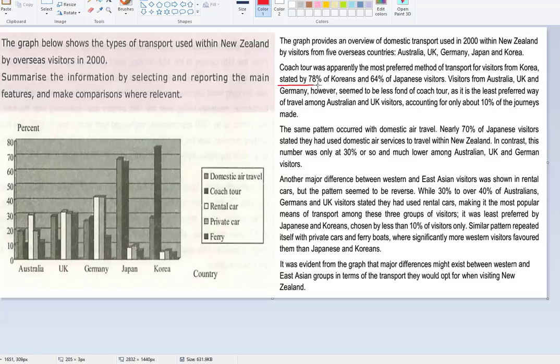I don't know why "stated by 78% Koreans" is used, because this chart doesn't tell us it's the percentage of people who stated that they use this particular transportation. It just says types of transportation used, not what percentage is stated by people. So I think this is not accurate.